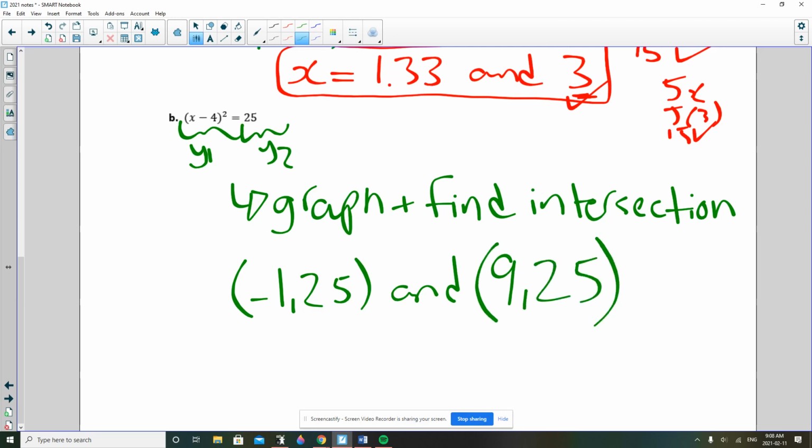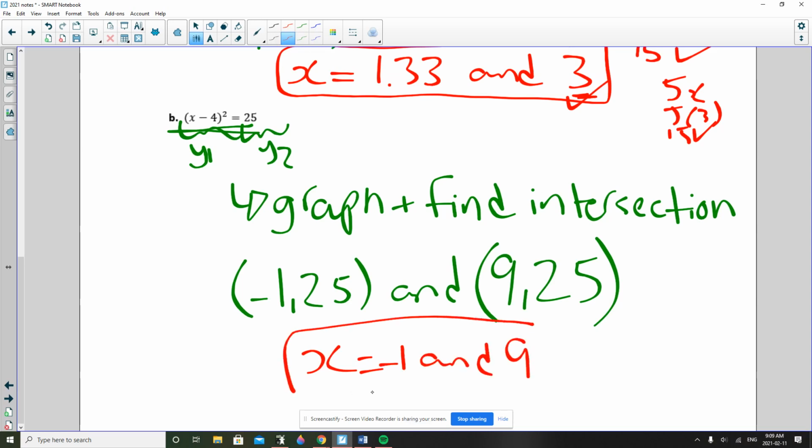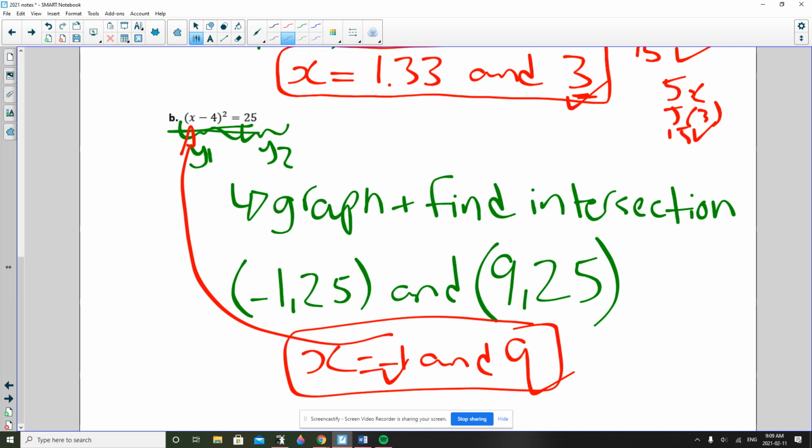9,25. Okay. And again, looking at this equation, there's only x values that would work here. So I need x is equal to -1 and 9. If I think about this in my head, it should work, right? Because -1 minus 4 is -5, and -5 squared, which is -5 times -5, is 25. So that's good. And then if I substitute the 9 in, 9 minus 4 is 5, and 5 squared is 25. So both of those answers make sense if I try to verify them.